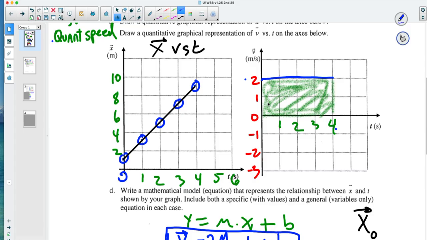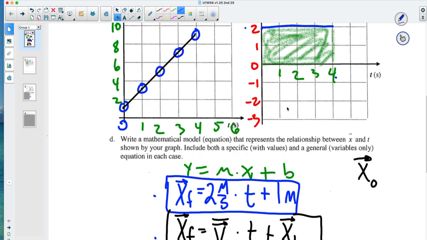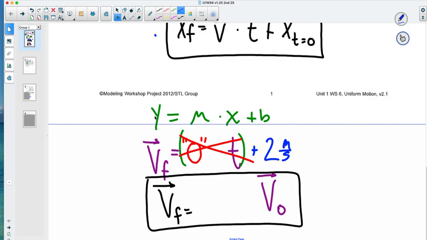So to write a specific mathematical model here, the name of the y-axis is velocity, the name of the x-axis is clock reading, the y-intercept was 2 meters per second, and our slope, well, that's a flat line, right? So we put in here the y-axis is velocity, the slope is some 0 value, we don't even know what the units are at this point, and the x-axis was clock reading plus the y-intercept was 2 meters per second.